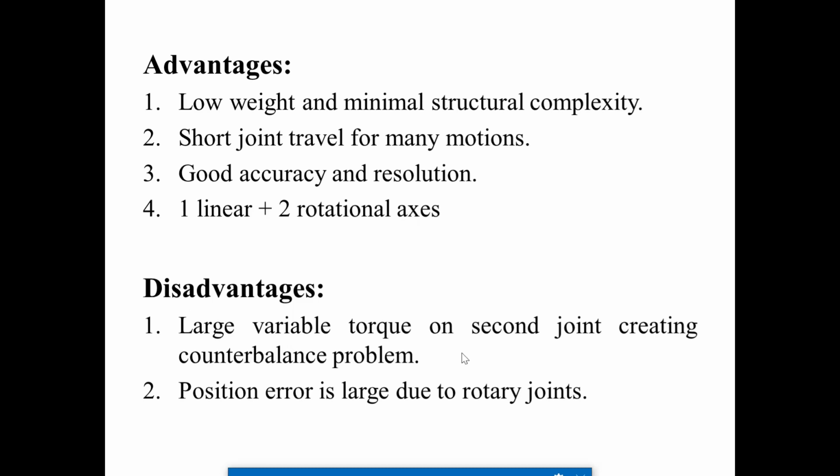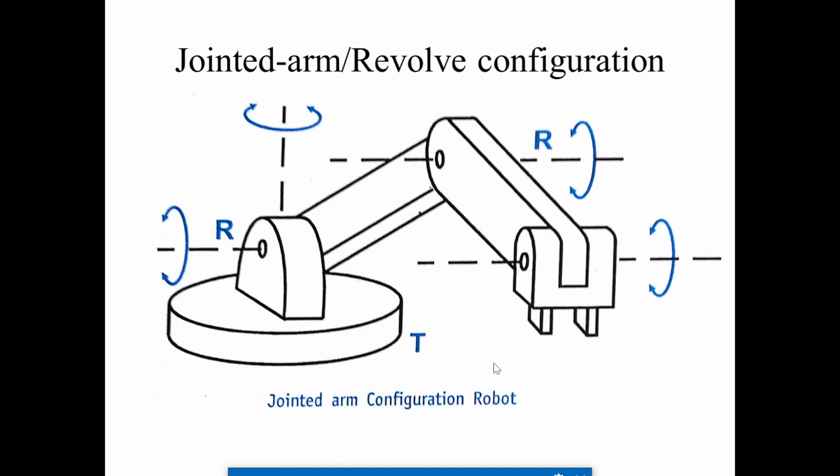Disadvantages are large variable torque and the second joint creating a counterbalance problem. There is large variable torque for the polar configuration, and the second joint is creating a counterbalance problem. Okay, and position error is large due to rotary joints.